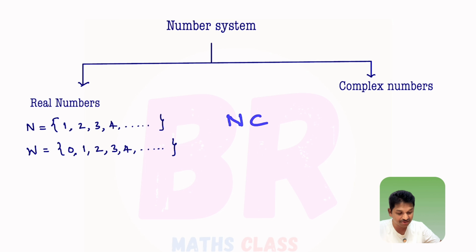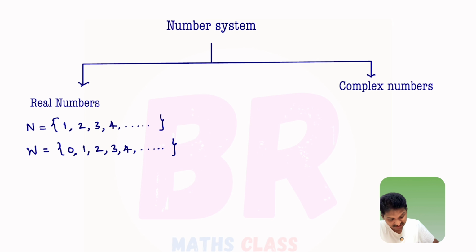All natural numbers are whole numbers. This notation, whatever I have written here, this notation is known as subset. That means all natural numbers are whole numbers. Okay. Natural numbers, whole numbers.